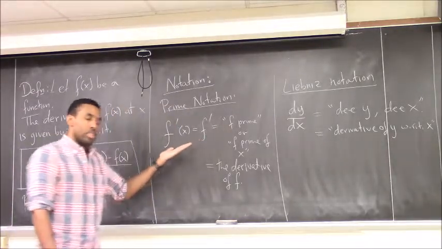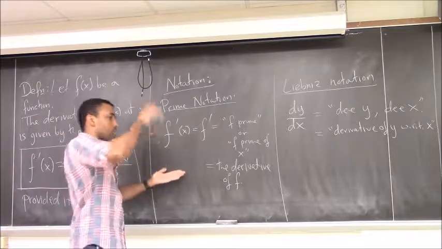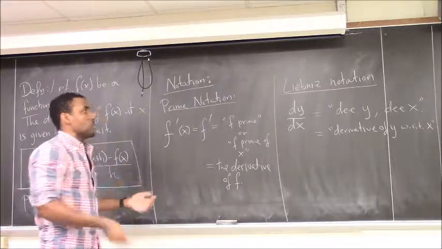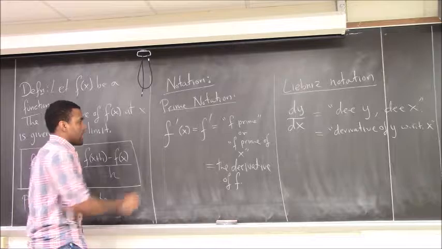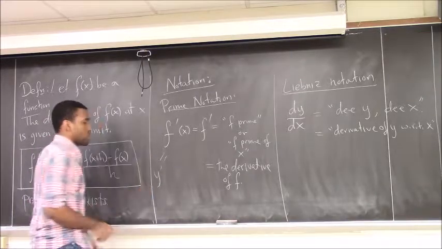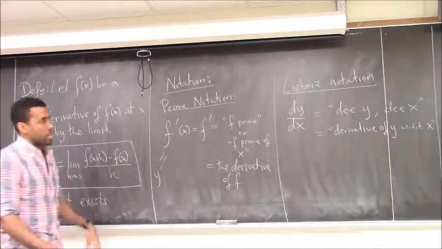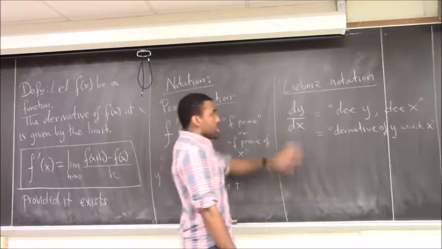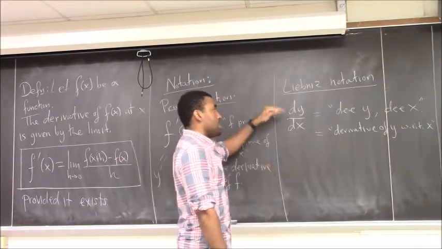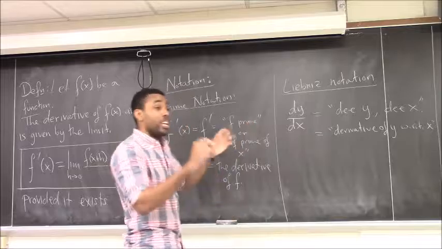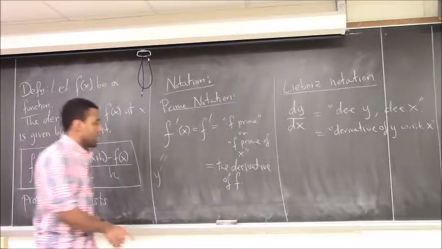I'll tend to use this notation in class because it's just easier to write down instead of writing dy dx, just writing f prime or y prime. Right, so that's another way, because if your y is equal to f of x, writing y prime is the same as writing f prime. But this is actually a very functional notation because it looks like a fraction, and in many cases you can actually treat it like a fraction.